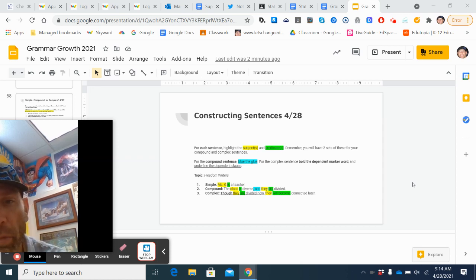So for my first one, for my simple sentence, I just simply said Miss G is a teacher. Miss G is the subject, is the predicate, all right? And so I highlighted those accordingly, okay? Number two is compound. So I have two independent clauses joined together with my blue glue here, all right? And the glue that I opted to use was a comma fanboys, all right? You could have used a semicolon or you could have used a conjunctive adverb with a semicolon and a comma, all right? I chose to do this.